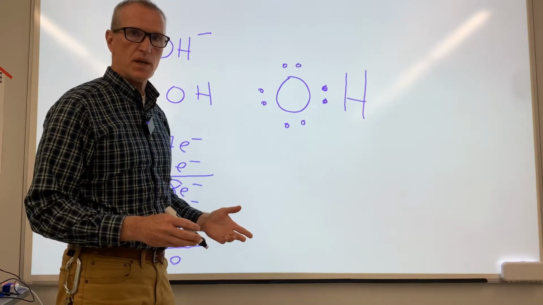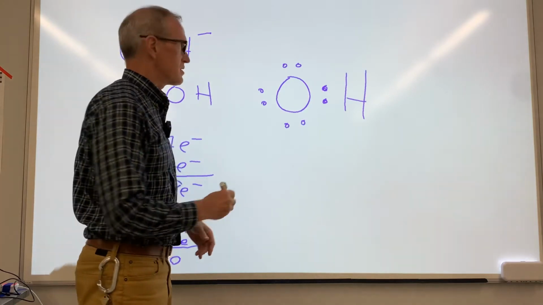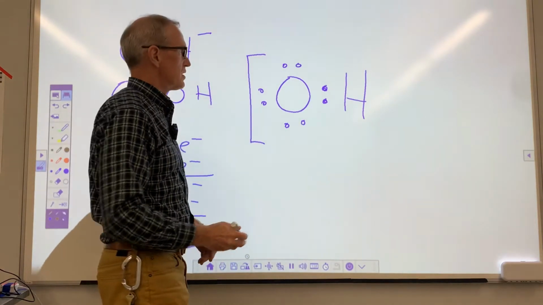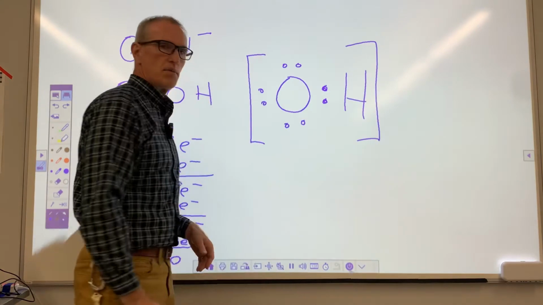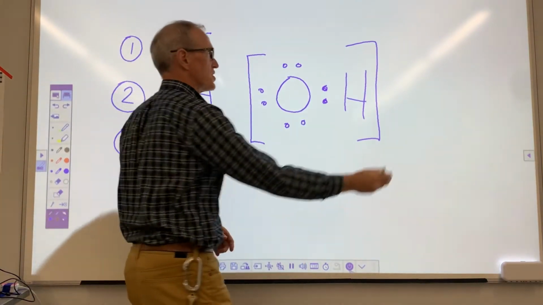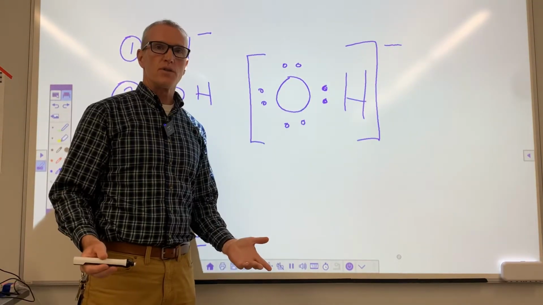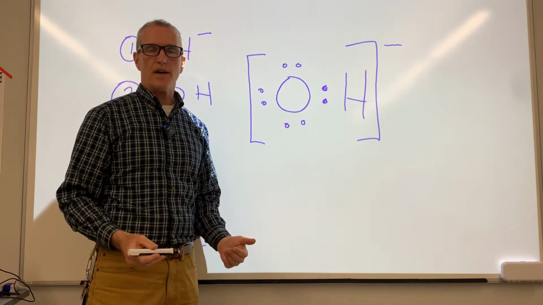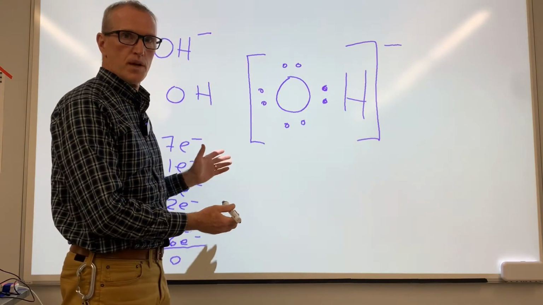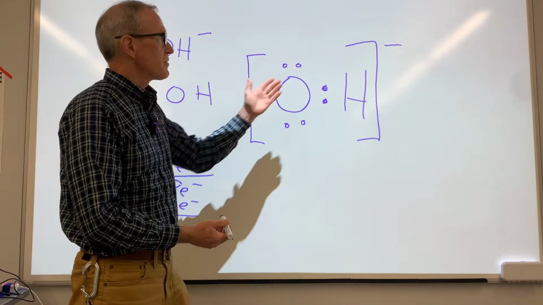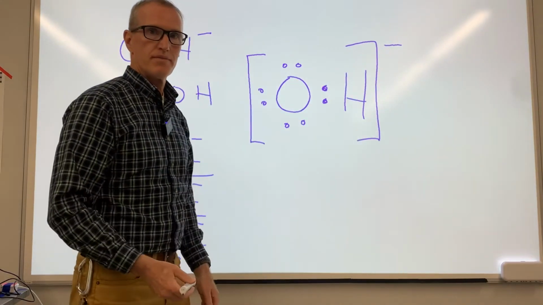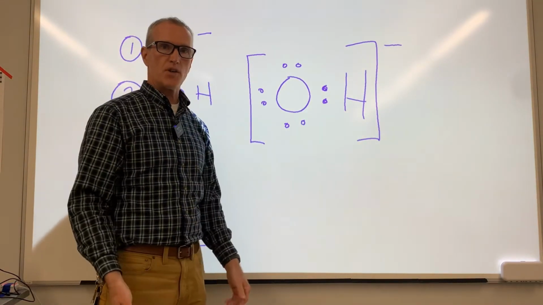The last thing we need to do with the polyatomic ions in the Lewis structure is to enclose it in brackets and then put the charge outside. We don't want to lose track of the charge on the ion, so we enclose the Lewis structure in brackets and show the charge out there. So there's a simple one, the hydroxide ion.